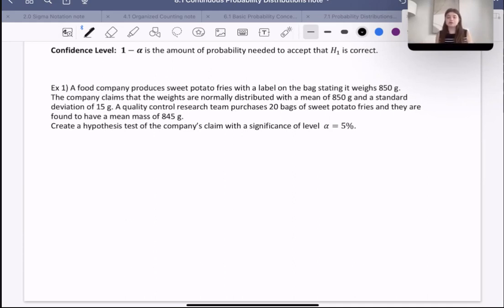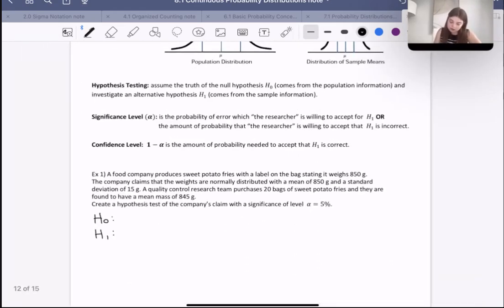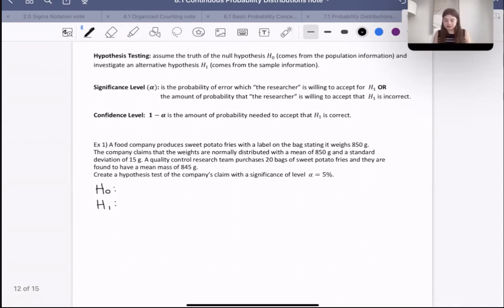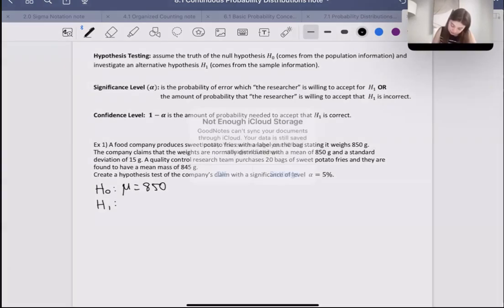So first of all, what's step 1? Step 1 is I'm going to state my hypotheses. So what is my H0? And what is my H1? Well, let's go back to the definition because I just introduced them. We're not really familiar with them yet. It says to assume the truth of the null hypothesis, which comes from population information. So this has to do with the claim that the food company makes. The food company is claiming that mu is 850 grams, right?